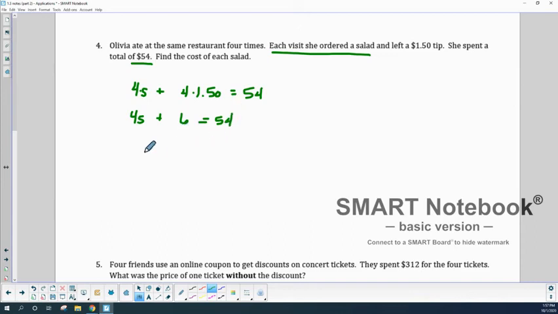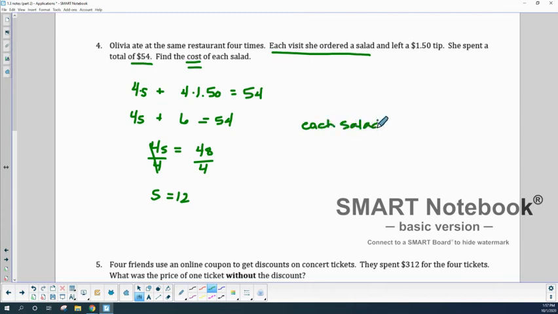If I subtract 6 on both sides, I'm just going to do this real quick, I'm going to get 48. And then I would divide both sides by 4. So I would get s equals 12. So to answer the question, it says find the cost of each salad. So each salad costs $12.